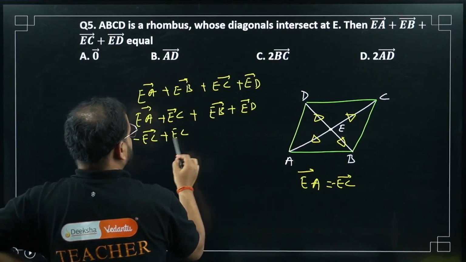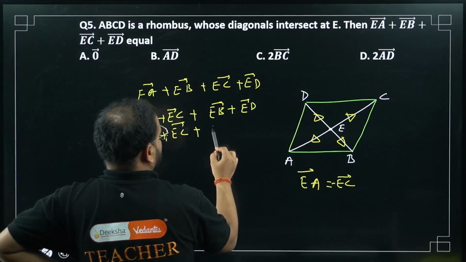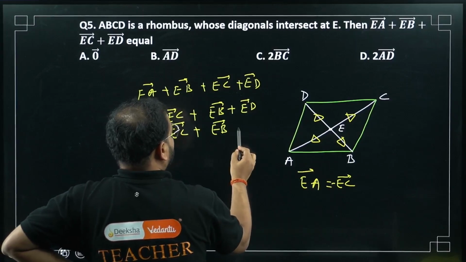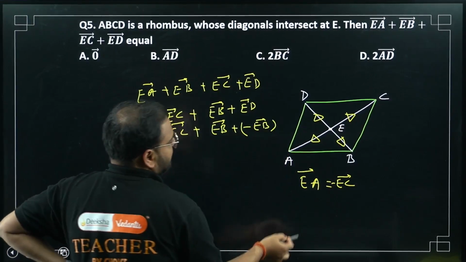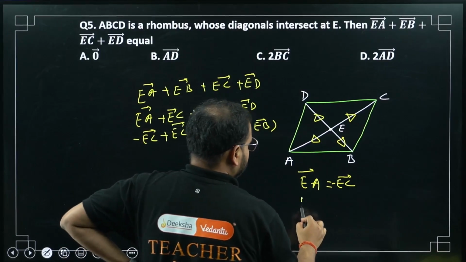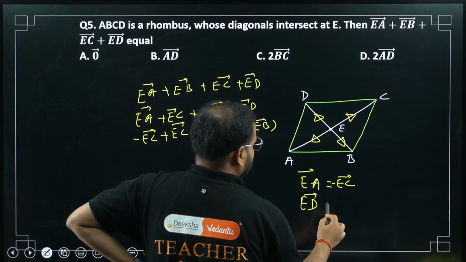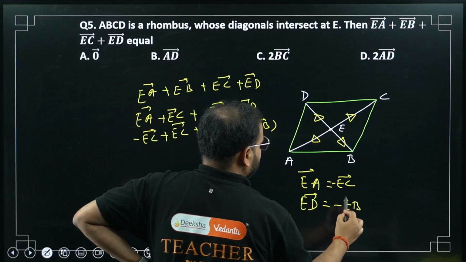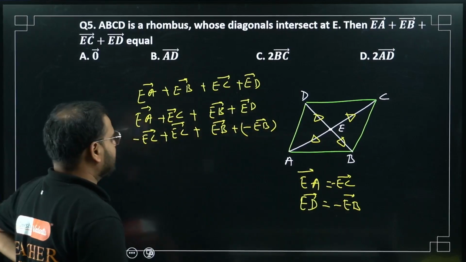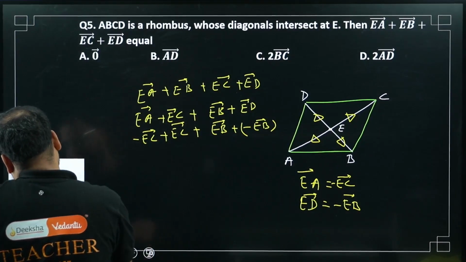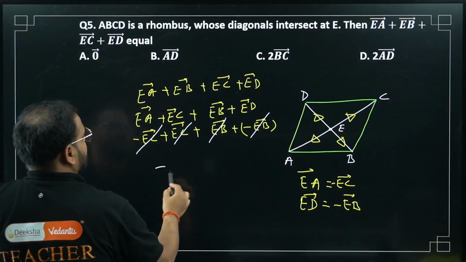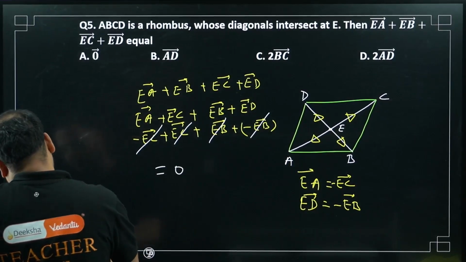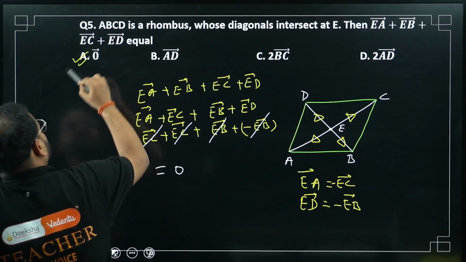Plus EC. Same way, EB as it is, and negative of what? EB for ED. ED and B again the same thing. ED is what? Negative of EB. Opposite direction, same length. Okay. So what will happen? Please have a look. Cancels, cancel. What is the answer? 0. What is the answer? 0 vector.